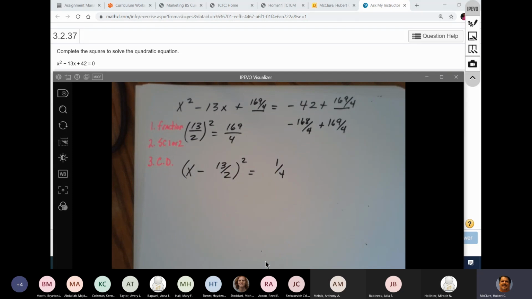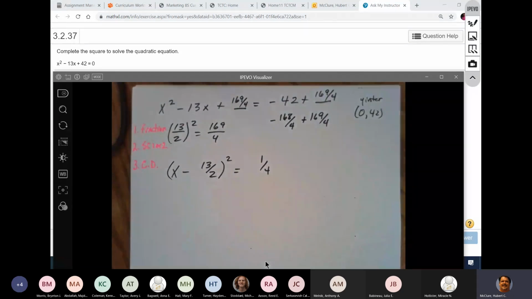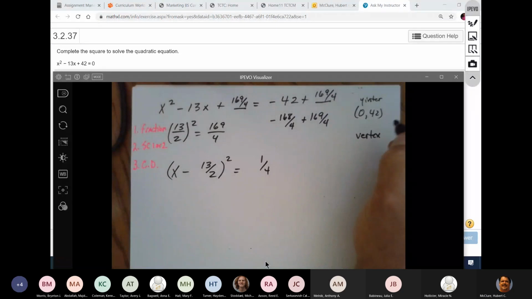Now, if you suck at any of them, you need to fix it before the test. Because if one thing I'm going to make sure you know how to do before you get out of here is completing the square. So my vertex and my y-intercept is 0, 42. And my vertex is 13 halves, negative 1/4.